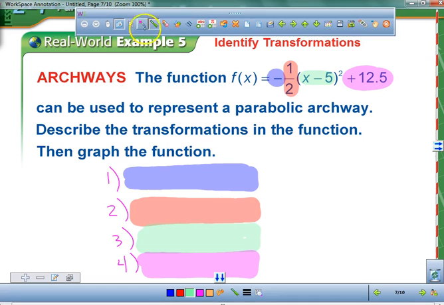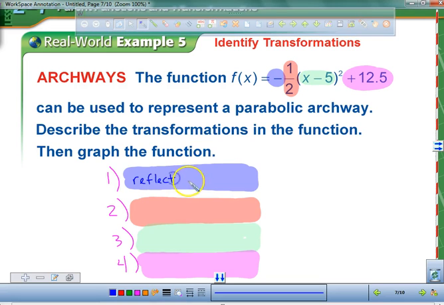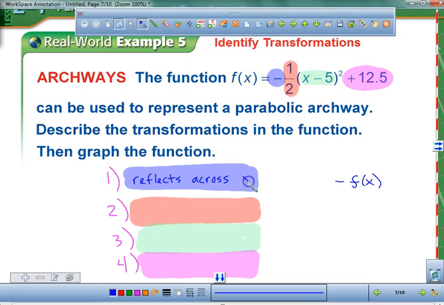Okay? All right, everybody, look at the negative. Is that on the outside or the inside of the function? It's on the outside. We're going to have some type of reflection. What's it going to reflect across? It's a negative f of x. Yes, across the x-axis. That's one of the things. Across the x-axis. I'm sorry, it didn't all fit in there. Forgive me. So it reflects across the x-axis.